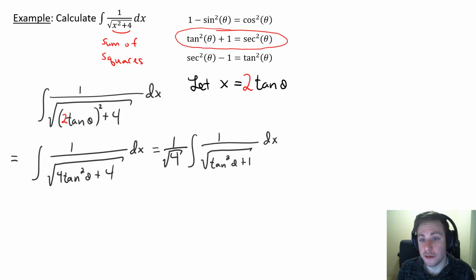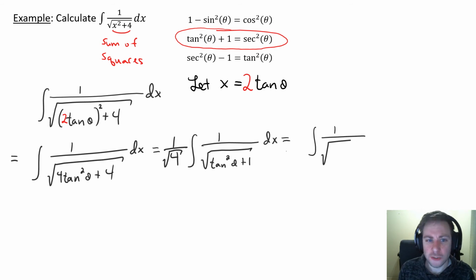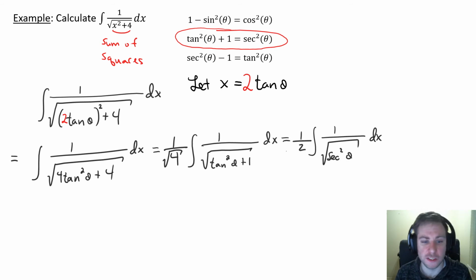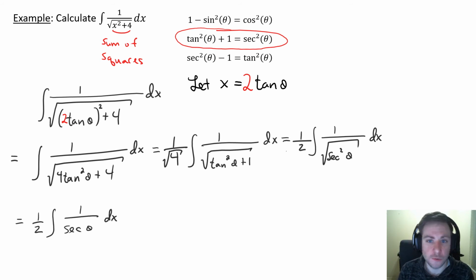So now I can apply the trig identity that I circled. By doing that, we've essentially turned our sum of squares into a perfect square, which allows us to cancel out the square root, getting rid of it entirely, and that's pretty awesome.